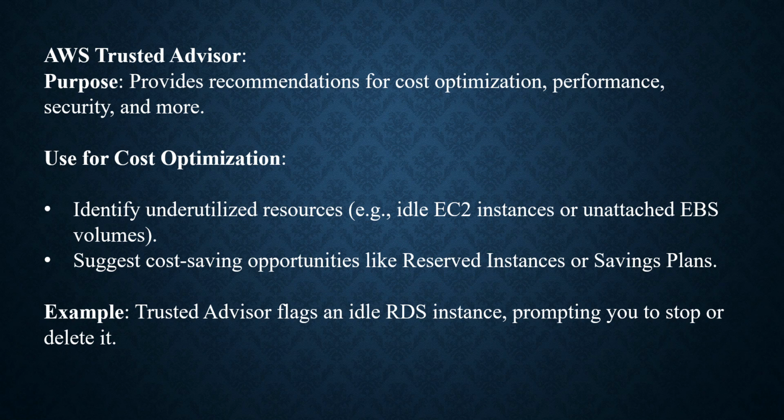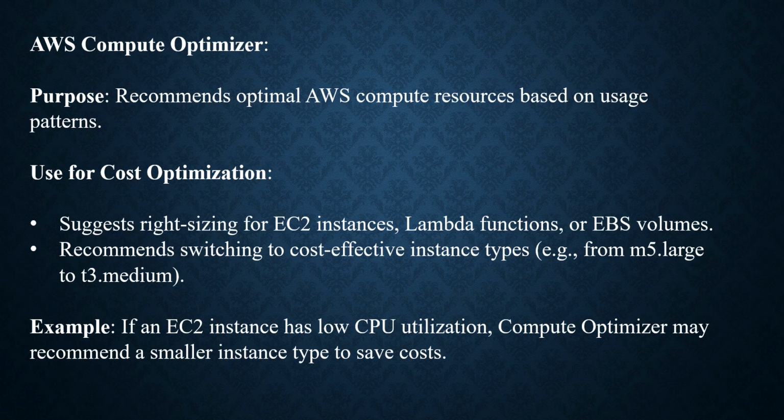AWS Trusted Advisor. It provides recommendations for cost optimization, performance, security, and more. The main use for cost optimization is that it identifies underutilized resources, for example idle EC2 instances or unattached EBS volumes. It suggests cost saving opportunities like Reserved Instances or Savings Plans. For example, Trusted Advisor flags an idle RDS instance, prompting you to stop or delete it.